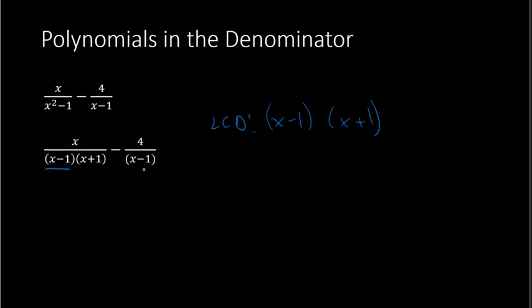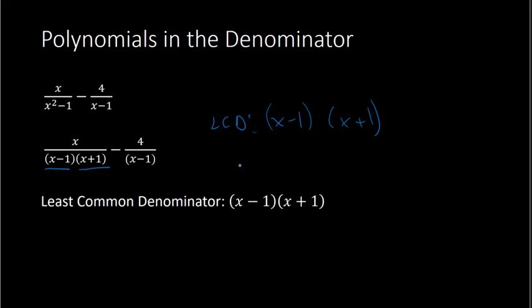Well, we take the ones with the most. So here is a tie with x minus 1s with just one of them. So we take just one x minus 1. And x plus 1s, this one has the most with 1. So we take just that one x plus 1. So my least common denominator would be x minus 1 times x plus 1.